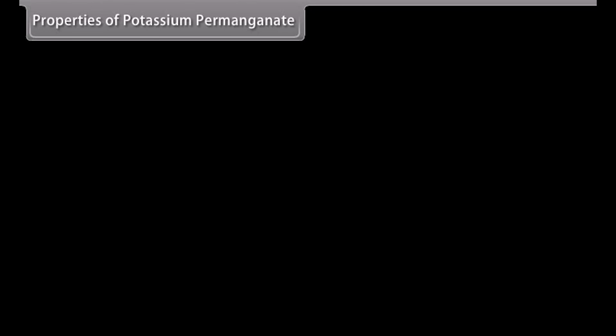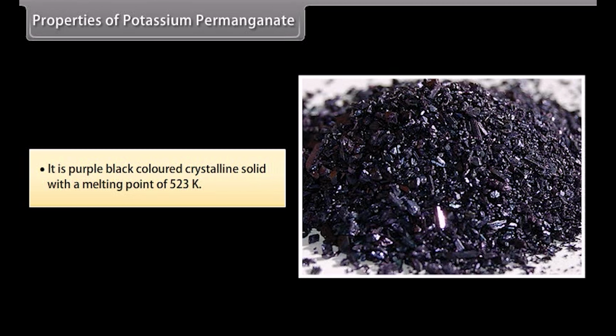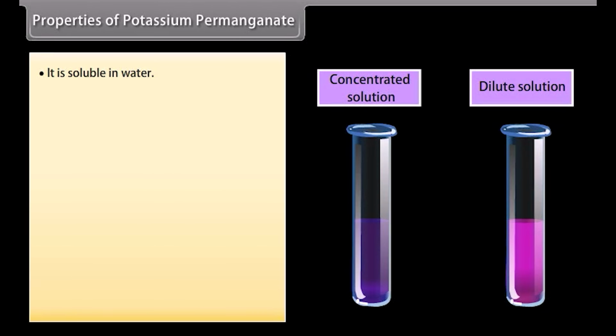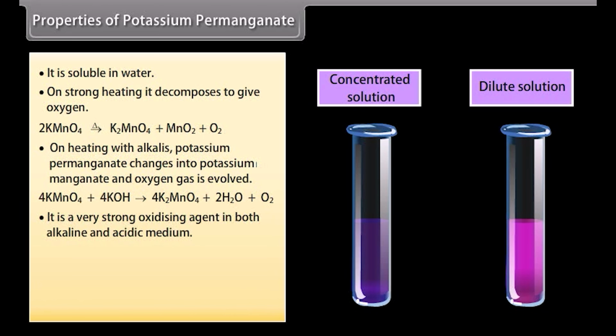Properties of potassium permanganate. Potassium permanganate is purple-black colored crystalline solid with a melting point of 523 Kelvin. It is soluble in water. Its aqueous solution has purple color if concentrated, but if the solution is dilute, it has pink color. On strong heating, it decomposes to give oxygen. On heating with alkali, potassium permanganate changes into potassium manganate and oxygen gas is evolved. It is a very strong oxidizing agent in both alkaline and acidic medium.